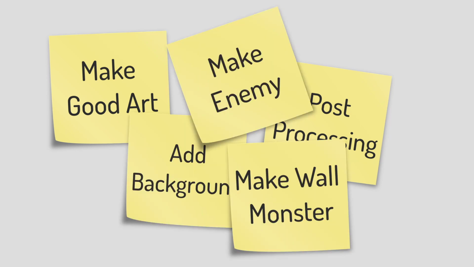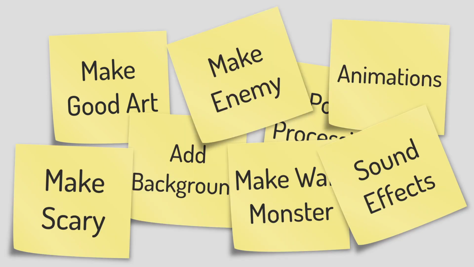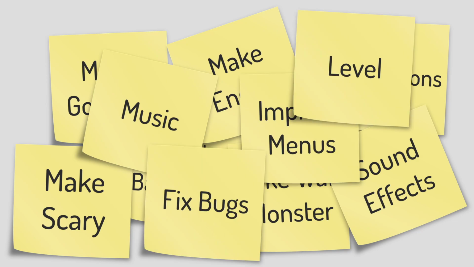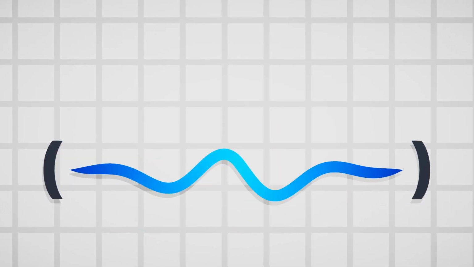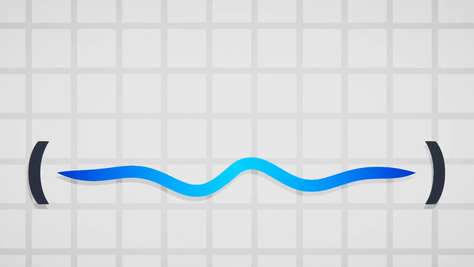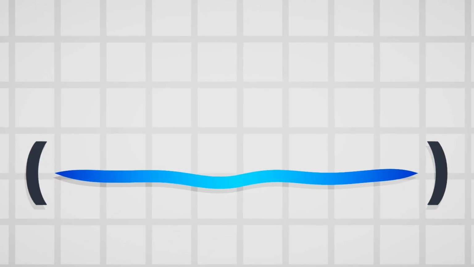I sat down at my computer, ignorant to the fact that I wouldn't be getting up for the next 8 hours. The plan was simple. Make some art to replace the placeholders, add post-processing, add a background, make an enemy, make the boring black wall exciting and scary, add animations, sound effects, music, improve the menus, fix any bugs, make 5 more levels. Add some environment objects, create an itch.io page, cover art, take screenshots, write a description, and hopefully nothing goes wrong with the build.